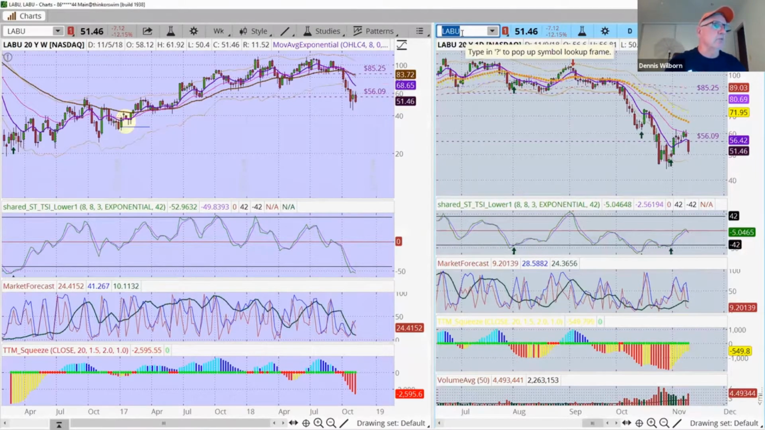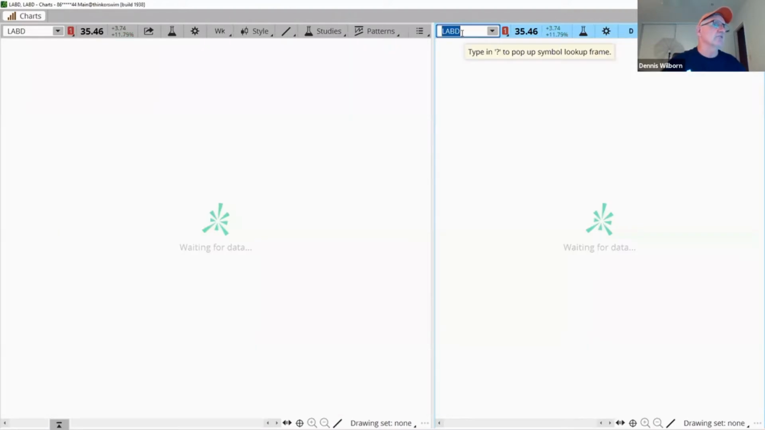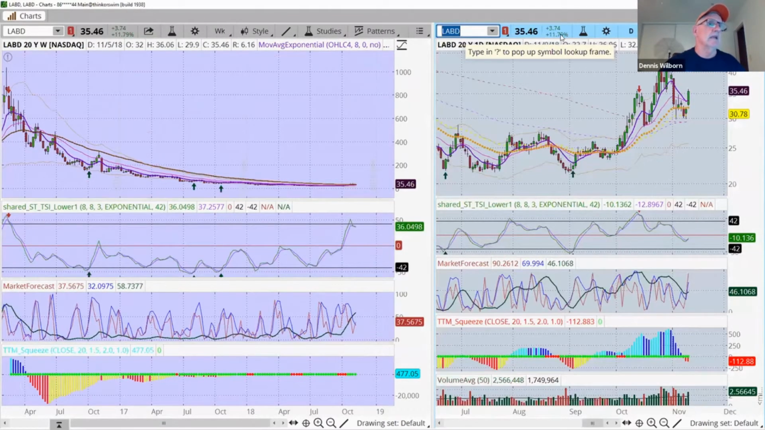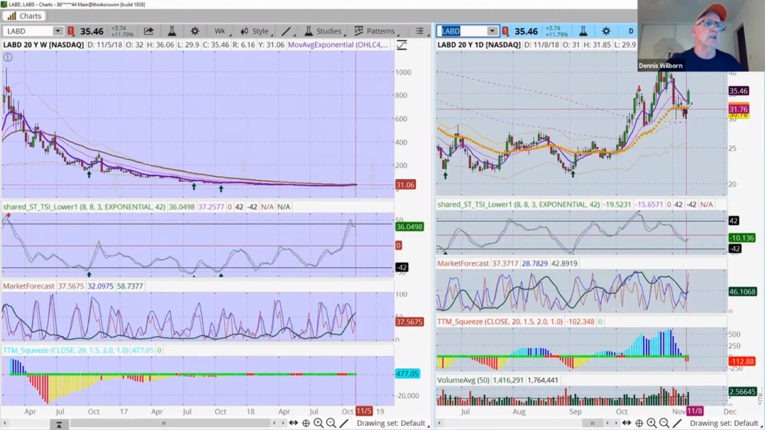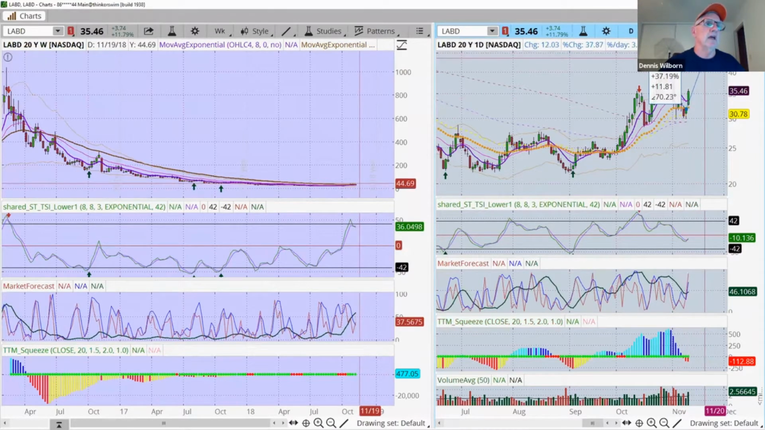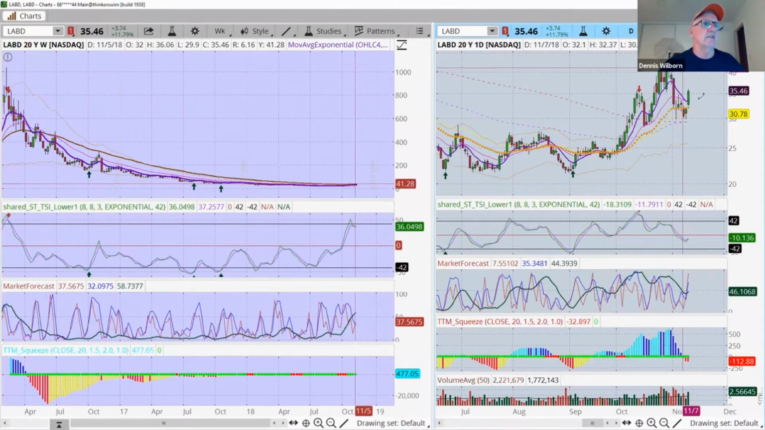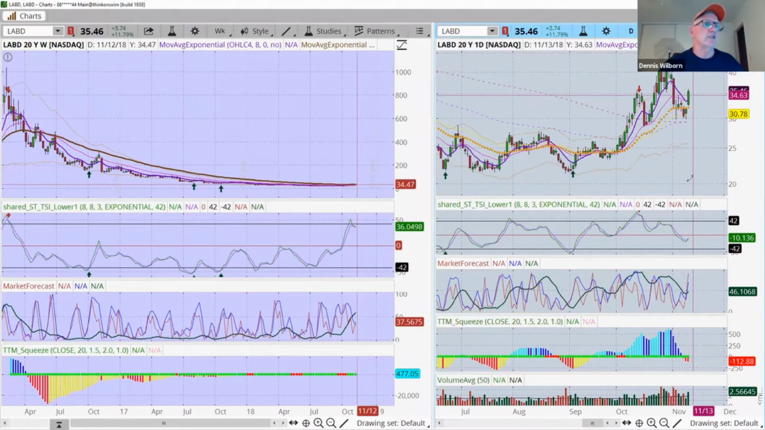What's nice about LABU is it has an inverse, which is LABD, and these are the big movers. LABD is the inverse of LABU, and if you move back from the candle a couple of days ago, it's about a 37% move back up to the highs. So I will also be watching this.